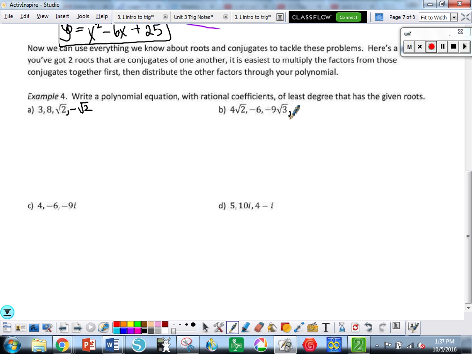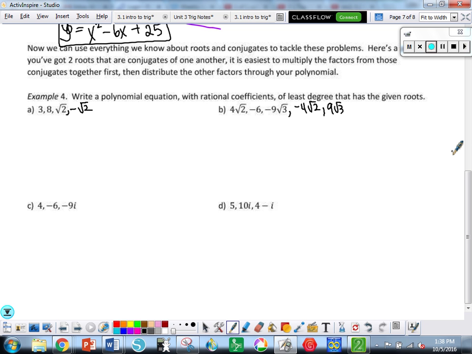Okay, if that's the solution, what's another one? Negative 4 square root 2. Does the negative 6 have a partner? No, because it's already rational. Does this one have a partner? 9 square root 3. Great. Okay, jumping back to part A.